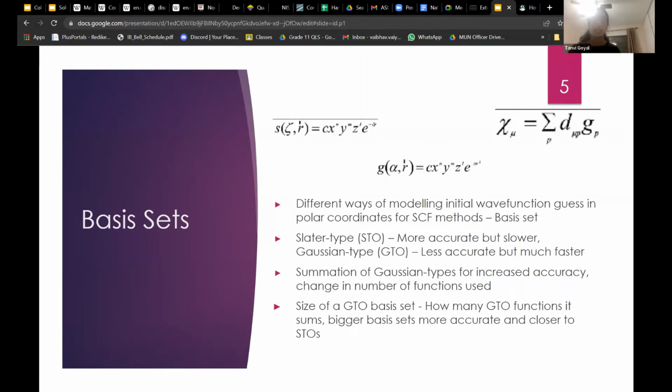So the size of a GTO basis set is how many functions are in the GTO in total. The bigger basis sets are more accurate and closer to STOs. Since there are more functions in the GTO, it also affects the runtime.